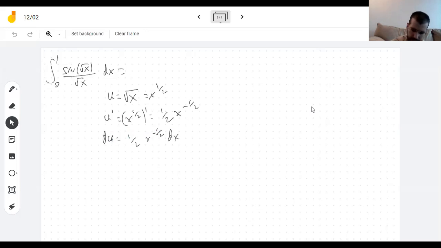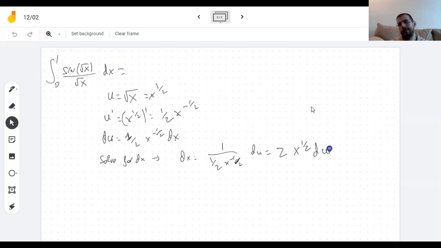And maybe I could just, anyway you do this, you can think of dx as multiplying and then divide out by everything. So dx would be 1 divided by 1/2 x to the negative 1/2 times du. And well, 2 in the denominator is a 1 in the numerator. And a negative power in the denominator is the same as a positive power in the numerator. Right, 1 divided by a to the negative b is a to the b.